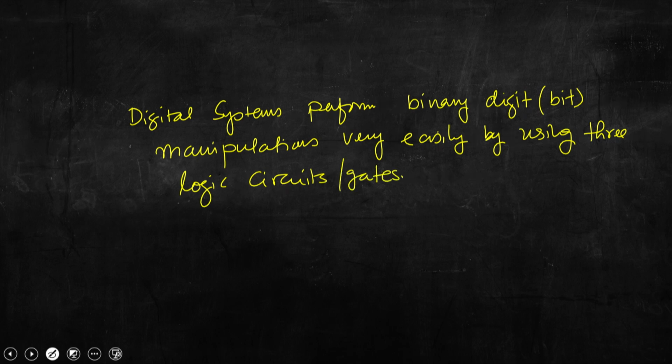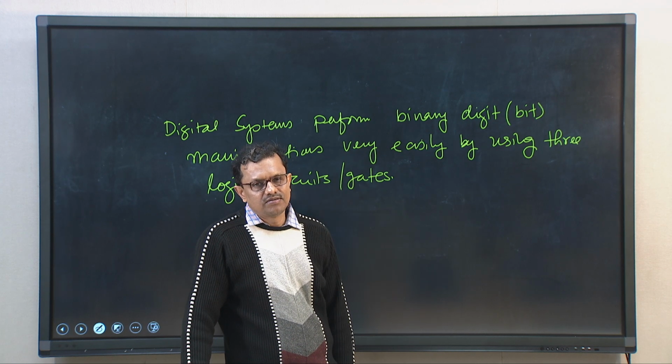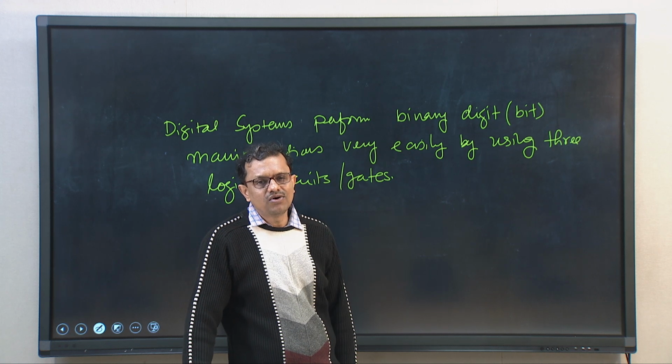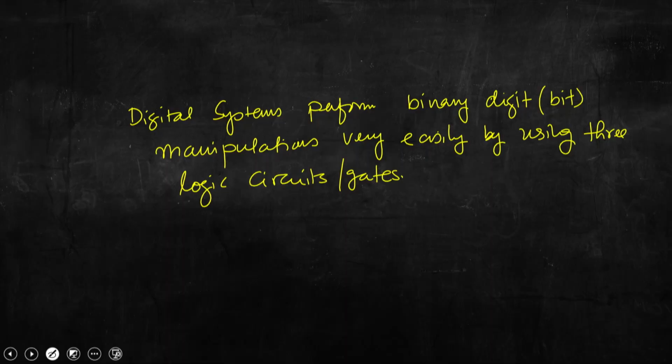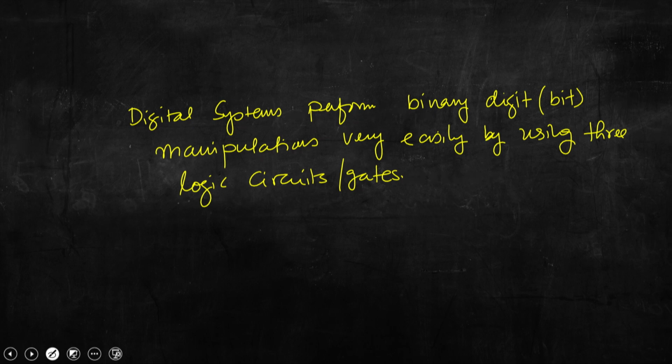We need to manipulate, we need to go for multiplication, we need to go for division, all these things, and all these manipulations are done very easily by the logic circuits. So, we shall be discussing all these circuits one by one. The first is logic circuits or gates. As I told you, these 3 gates are: first is AND, number 2 is OR, number 3 is NOT or inverter.